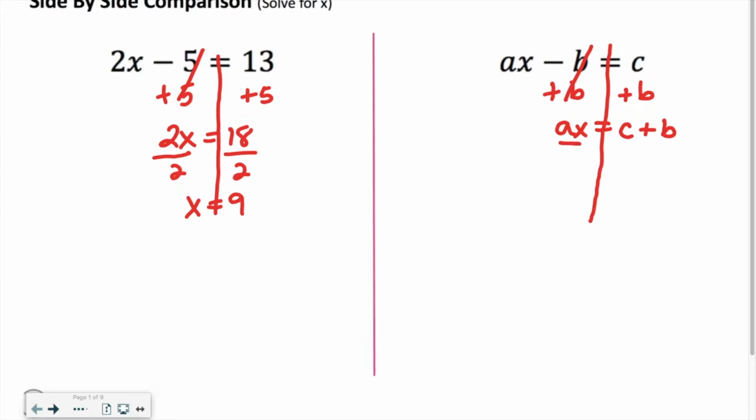On this side, we're going to divide by a, and when you divide by a, you have to divide by everything on the other side. So that just leaves us with c plus b over a, and you can't do anything more because c, b and a are all different variables.